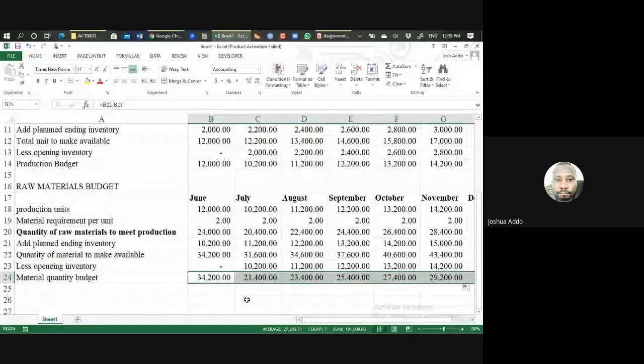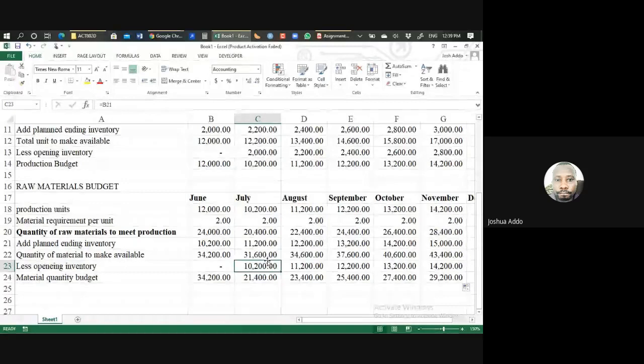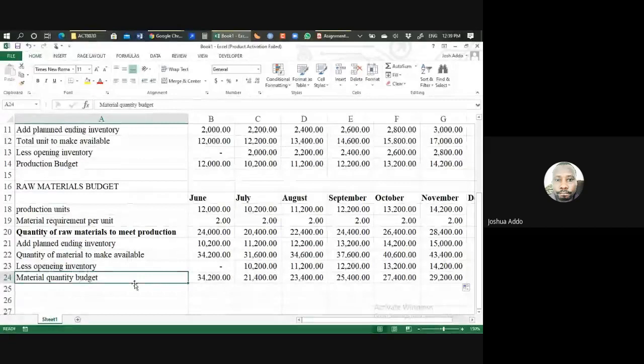So for the month of June, this is the materials that we have to go and buy, the quantity of material that we have to go and buy. The quantity that we have to go and buy is the materials quantity budget or materials requirement budget. And it is 34,200 kilograms. July, 21,400 kilograms. August, 23,400 kilograms, and on and on.